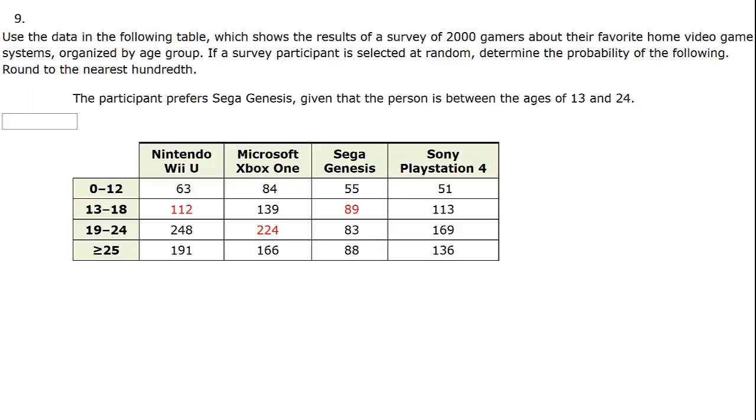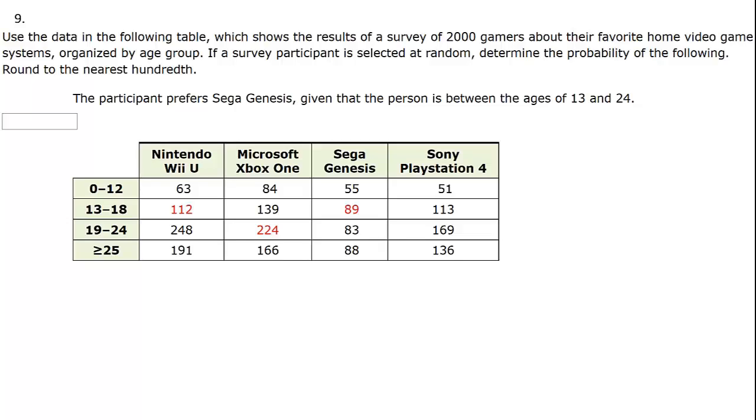Number 9. Use the data in the following table, which shows the results of a survey of 2,000 gamers about their favorite home video game systems, organized by age group. If a survey participant is selected at random, determine the probability of the following and round to the nearest hundredth. So this time we're rounding. The participant prefers Sega Genesis, given that the age group is 13 to 24.